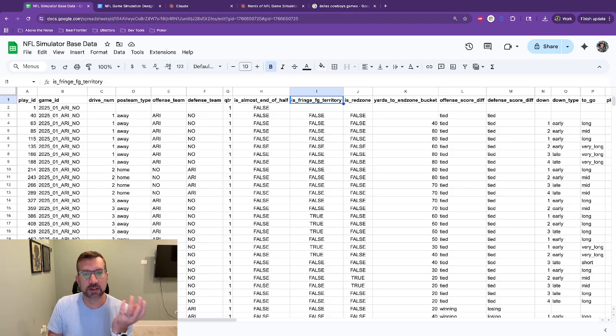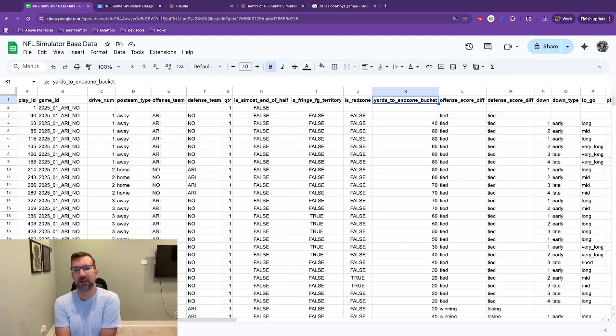And then we have: are they in fringe field goal territory? Is this a situation where we're going for it on fourth down, punting, or kicking a field goal? Are all three of these going to be in play? We know this just based on how the NFL plays out. Are they in the red zone? How many yards to the end zone are they? This was just rounded to 10 yards. Doing a little analysis on this really only makes it relevant for things like punt distance and field goal success. But regardless, this is something we needed to create so we could provide it to the AI to help us with the simulation.